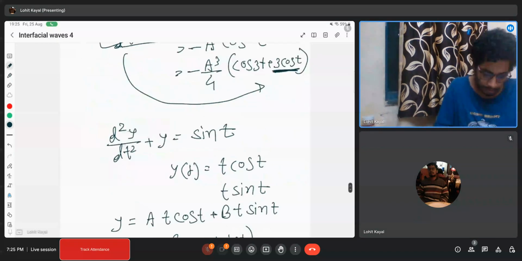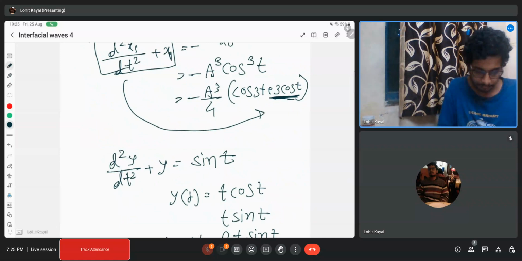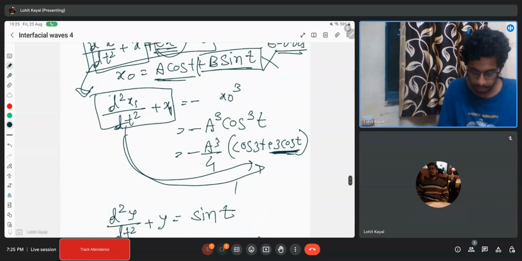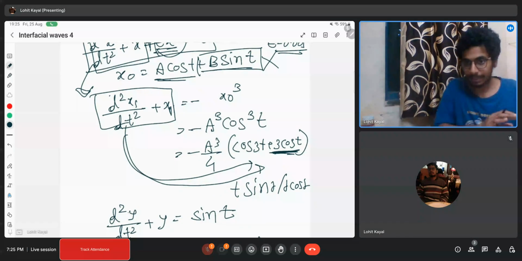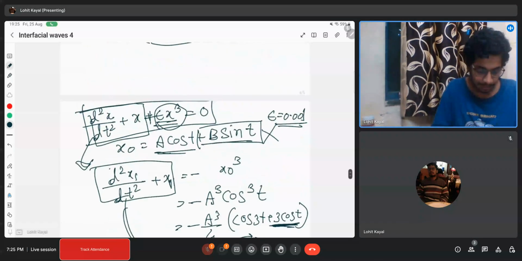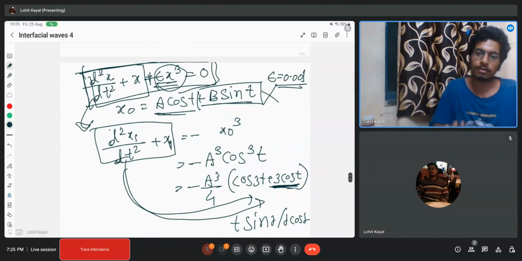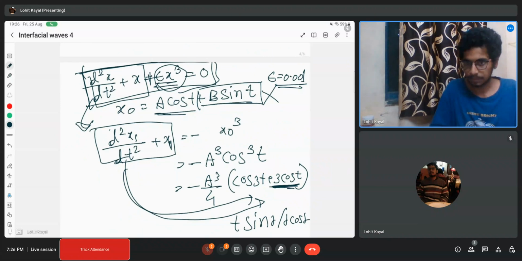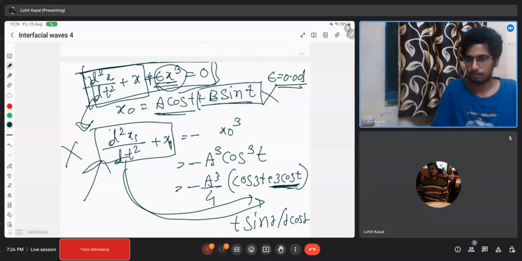But what does your perturbation technique do? Your perturbation technique predicts that there will be an unstable solution. If you solve this, you have a solution like t sin t or t cos t, right? But which is unphysical. There is no such phenomena in your physics. There is no such phenomena in your governing equation. But the perturbation technique that you have chosen is giving you a wrong answer. So that means this perturbation technique is wrong for this problem.